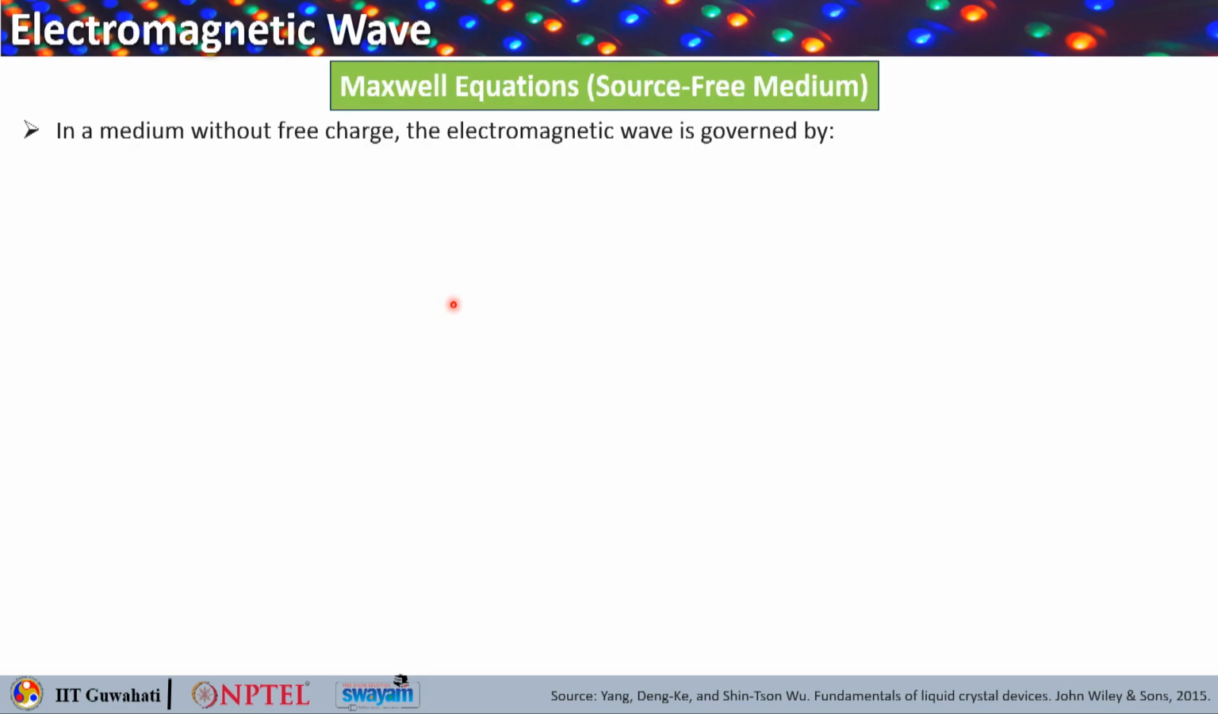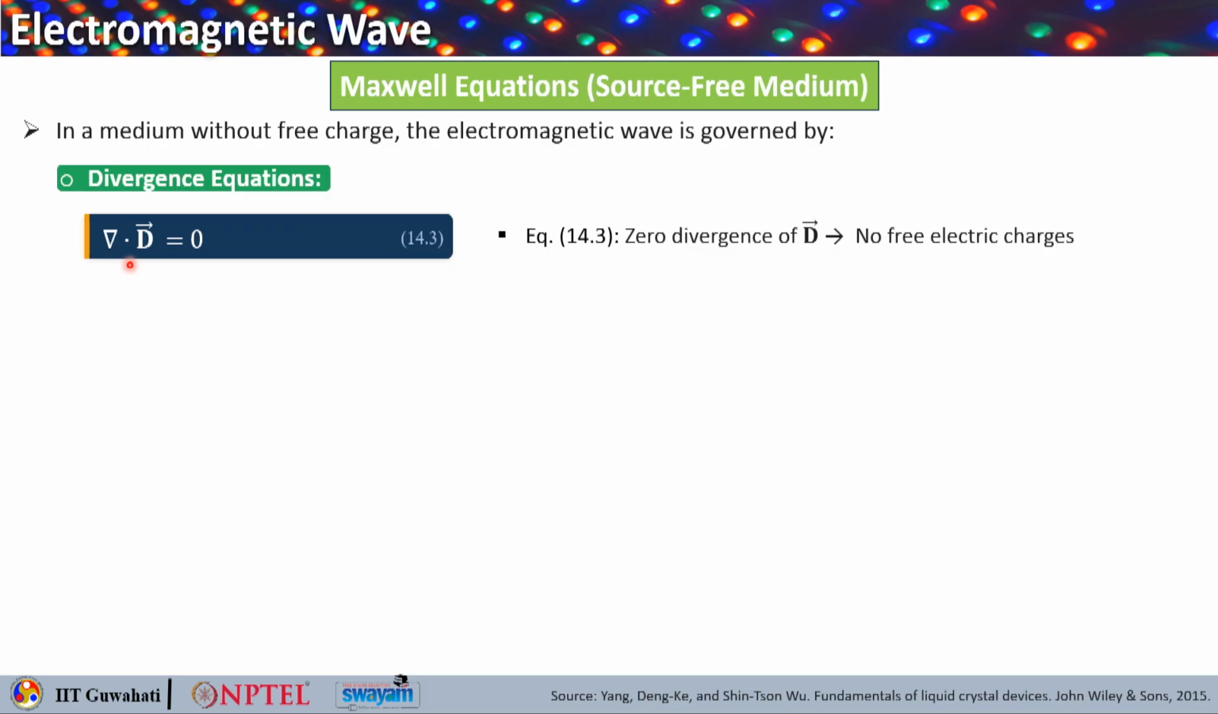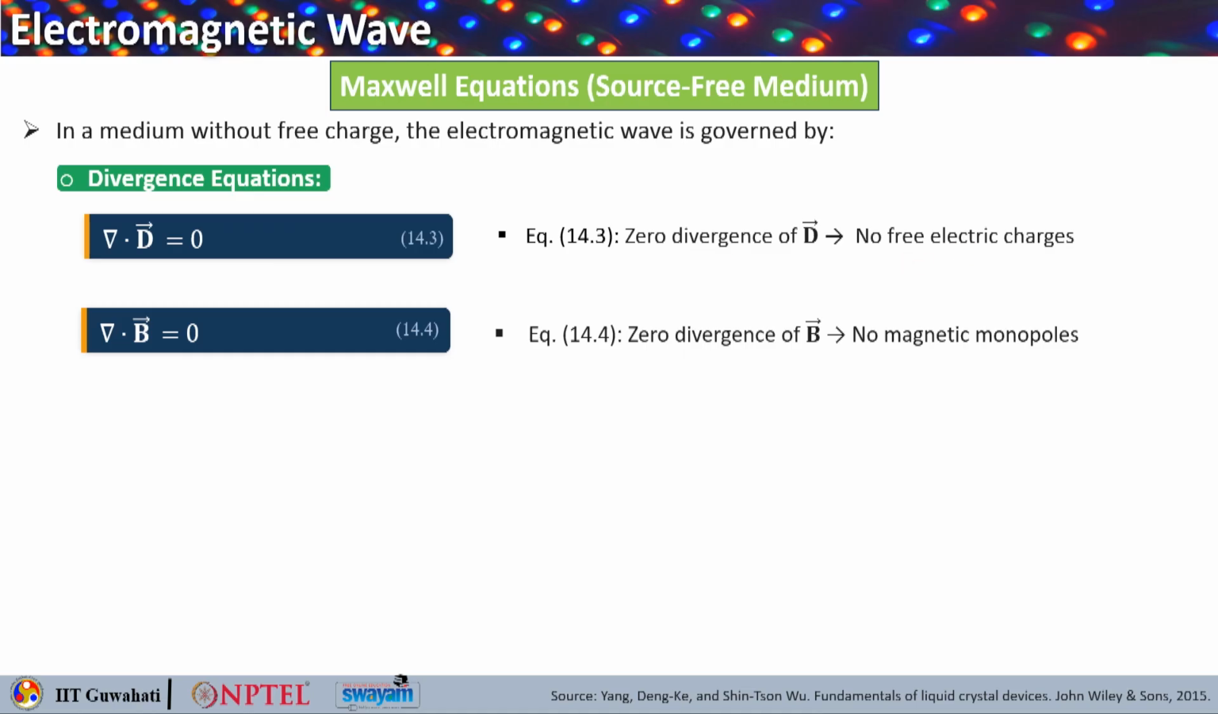Now let's talk about Maxwell's equations. Maxwell's equations tell you how the electric and magnetic fields interact with each other, for an electromagnetic wave that can be in a vacuum or in a medium. Let us first start with Maxwell's equations in a medium where no source is present. If you consider a medium without any free charge, the electromagnetic wave is governed by the divergence equation, divergence of D equals 0, which basically tells that there are no electric charges present.